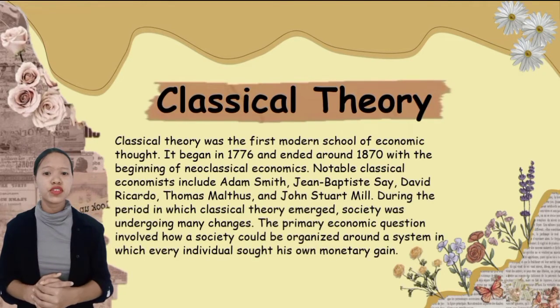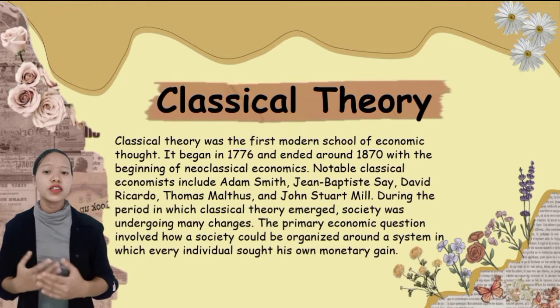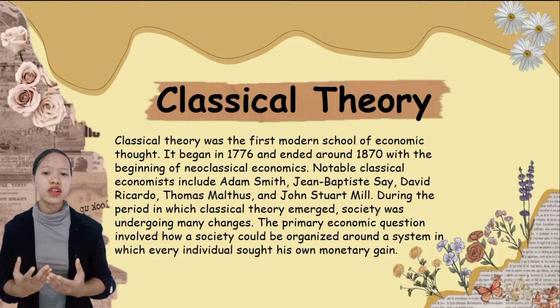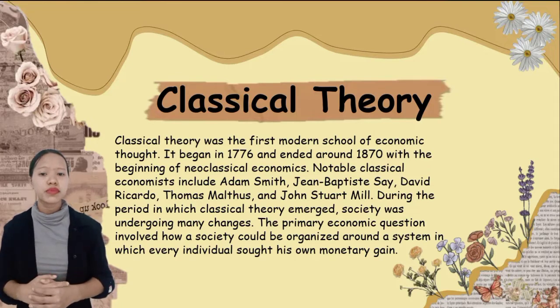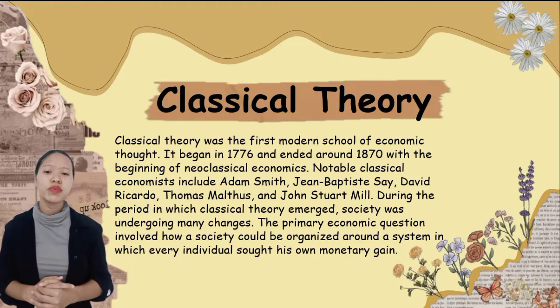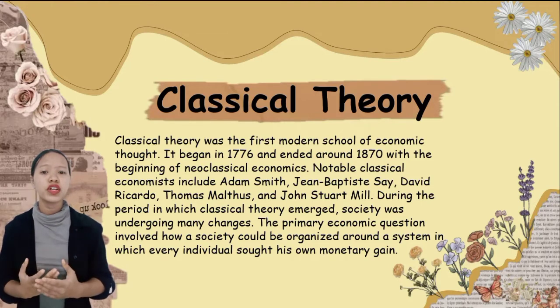So classical theory was the first modern school of economic thought. It began in 1776 and ended around 1870 with the beginning of new classical economics. Notable classical economists include Adam Smith, Jean-Baptiste Say, David Ricardo, Thomas Malthus, and John Stuart Mill. So amo na sila ang nagmugna sa classical theory. So during the period in which classical theory emerged, society was undergoing many changes. So sa panahon nga ni usbong na ang classical theory, ang lipunan or ang society kay damo nay mga kabag-uhan.